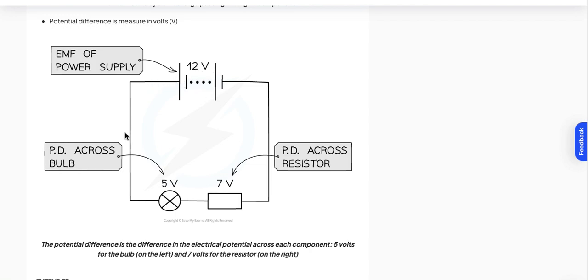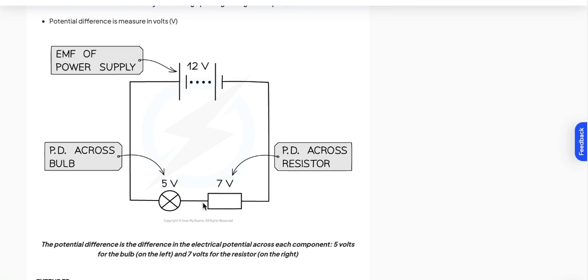Now this voltage, when measured across this bulb, in parallel, if you connect the voltmeter in parallel, remember we mentioned that the voltmeter is for measuring voltages. If you connect the voltmeter in parallel to this bulb, we see that the voltage across this bulb is 5 volts.